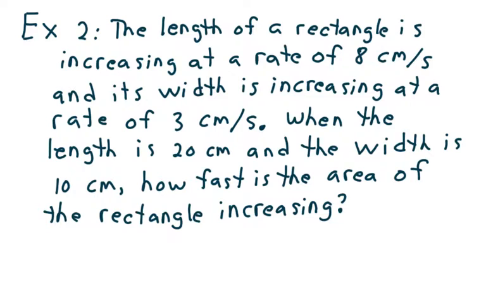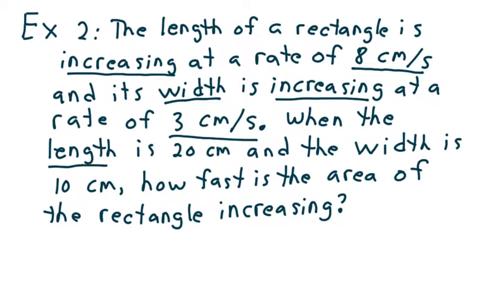Let's go ahead and look at example 2. The length of a rectangle is increasing at a rate of 8 centimeters per second, and its width is increasing at a rate of 3 centimeters per second, so we should be thinking of derivative. When the length is 20 centimeters and the width is 10 centimeters, how fast is the area of the rectangle increasing?